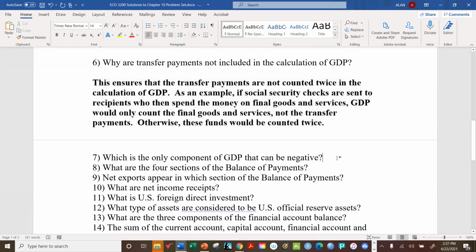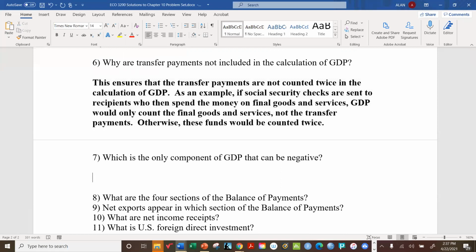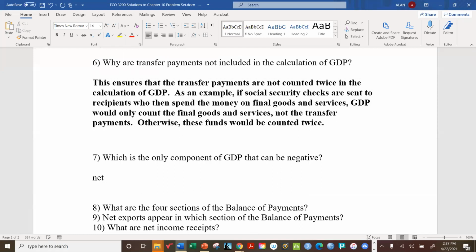All right, so now the only component of GDP that can be negative is net exports. And that's because, of course, this will be negative if imports exceed exports.